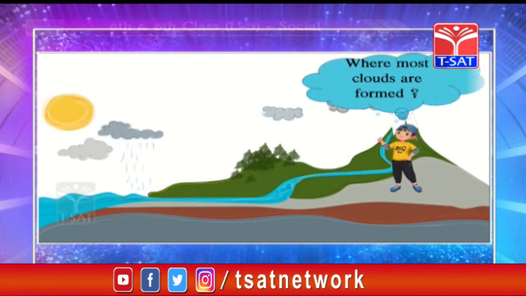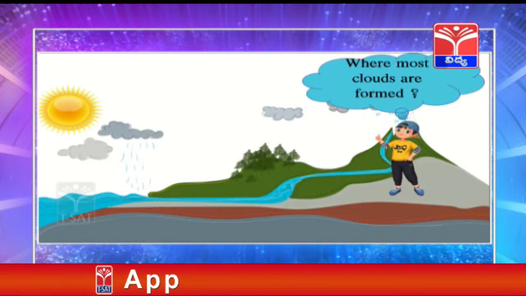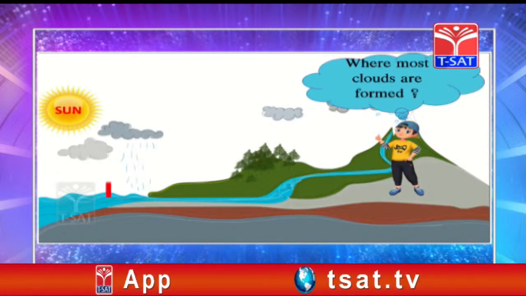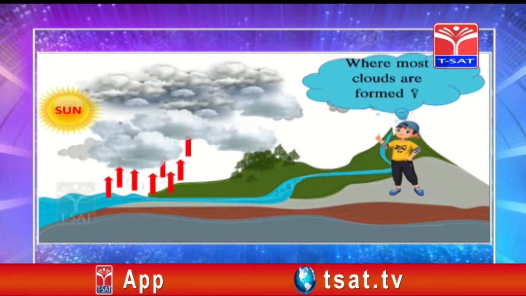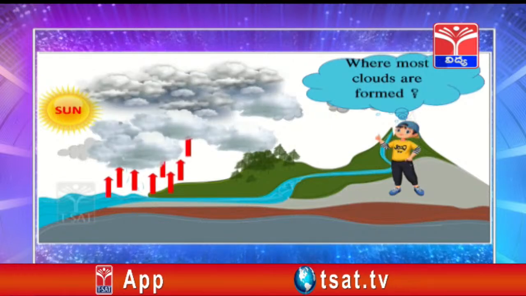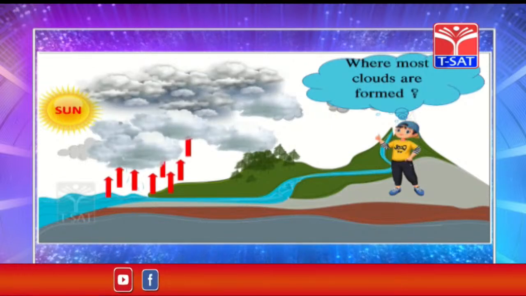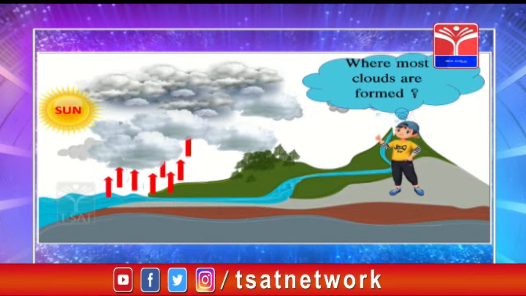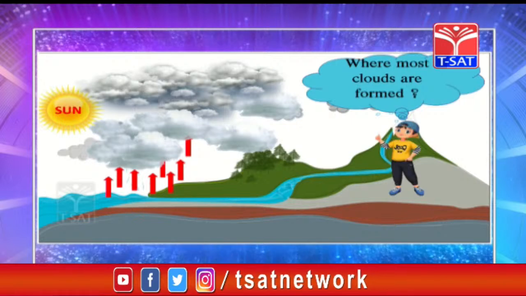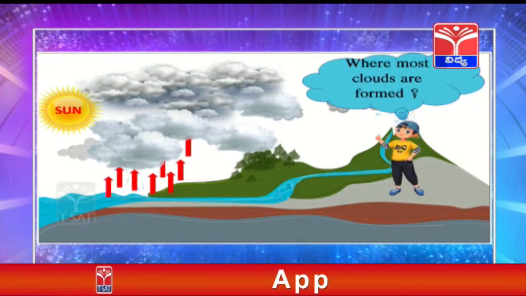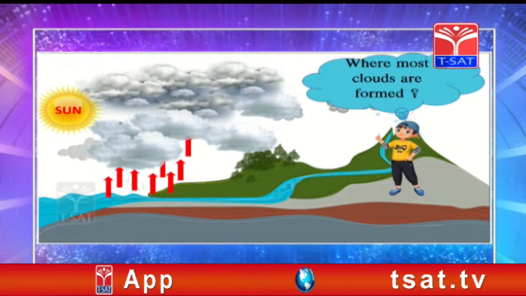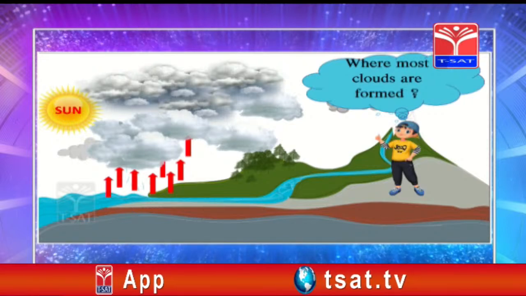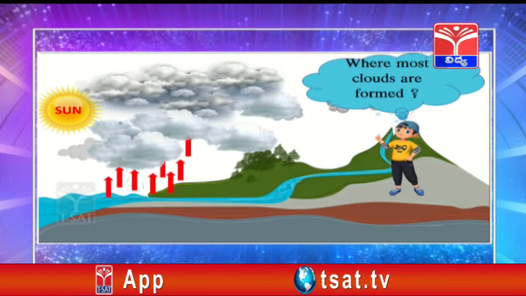Now children, you will be wondering where most clouds are formed. Since evaporation takes place all over the earth's surface, clouds are also being formed all over. However, it is on the surface of the oceans that maximum evaporation and cloud formation takes place. After all, oceans are the vast water bodies extending up to thousands of kilometers.